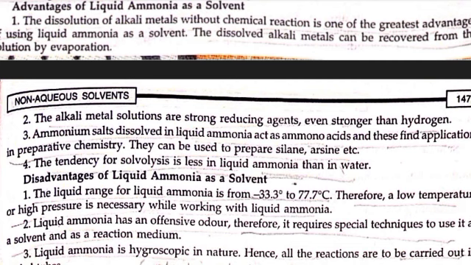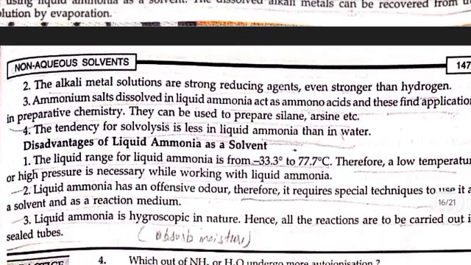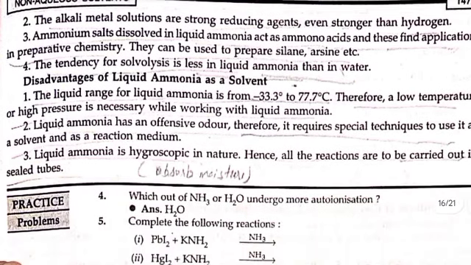Advantages of liquid ammonia as a solvent. The dissolution of alkali metals without chemical reaction is one of the greatest advantages of using liquid ammonia as a solvent. The dissolved alkali metals can be recovered from the solution by evaporation. The alkali metal solutions are strong reducing agents, even stronger than hydrogen. Ammonium salt dissolved in liquid ammonia acts as an acid, and this finds applications in preparative chemistry. They can be used to prepare silane, arsine, etc. The tendency for solvolysis is less in liquid ammonia than in water.